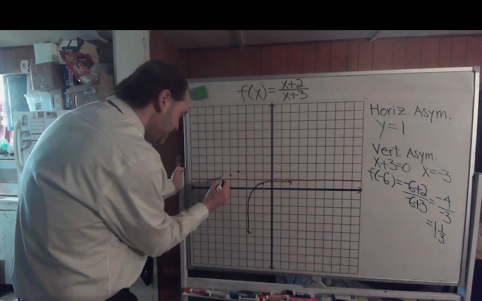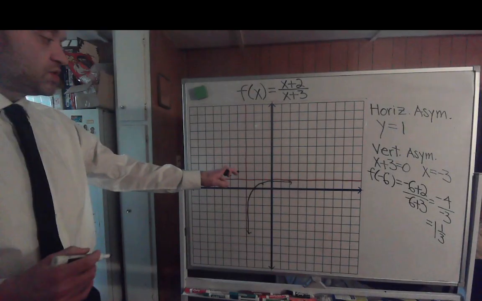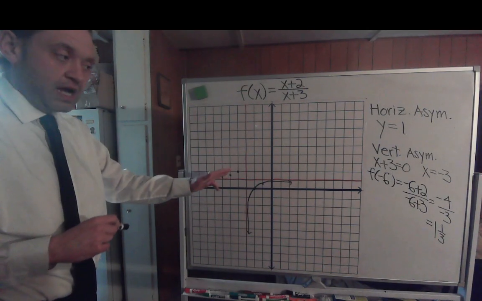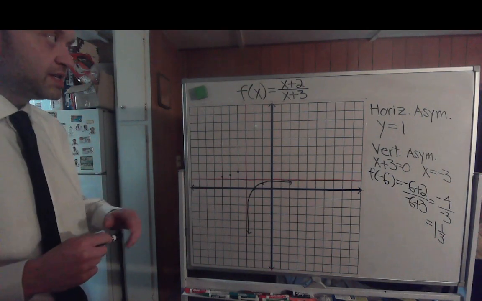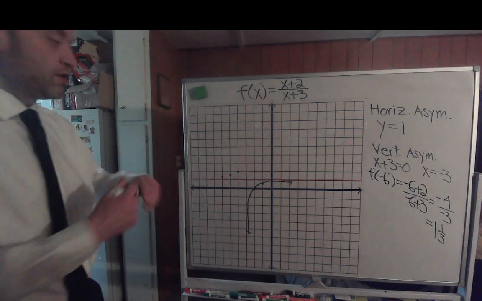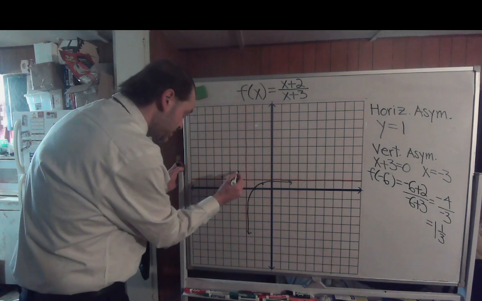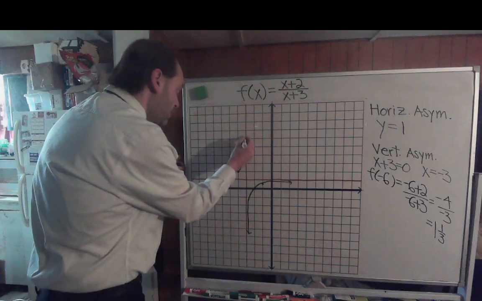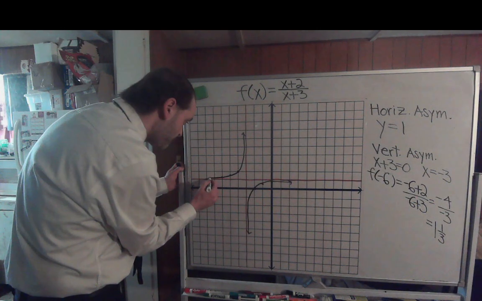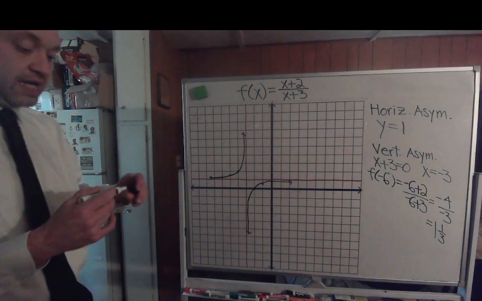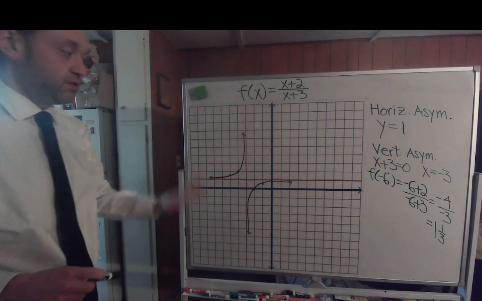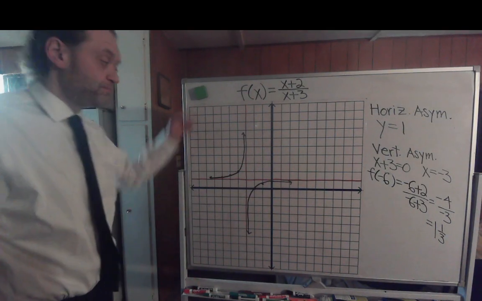So as you see, I'm getting closer and closer to that horizontal asymptote of y equals 1, but I'm not quite reaching it. I'm staying just above it. And if I go in between -3 and -4, I'll go higher and higher. So let's go ahead and draw this curve here. The curve's going to look a lot like that. So now here's the complete graph of f of x equals x plus 2 divided by x plus 3.